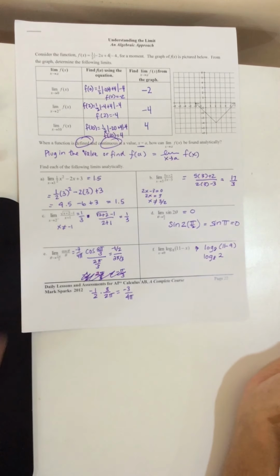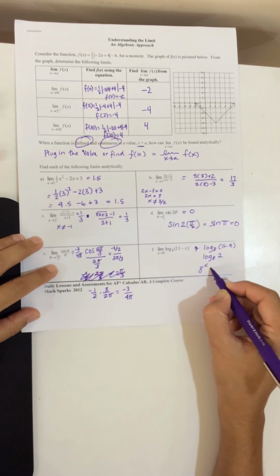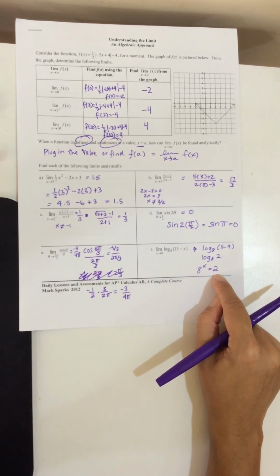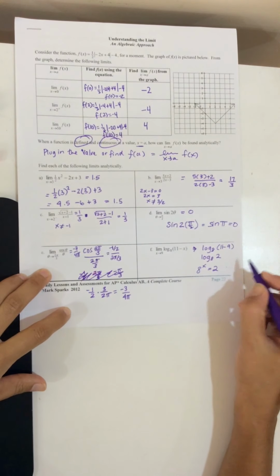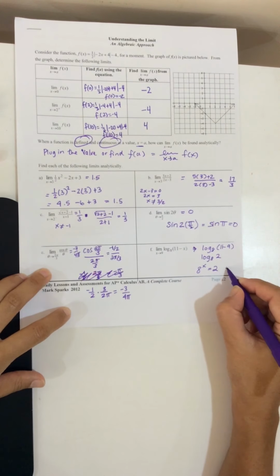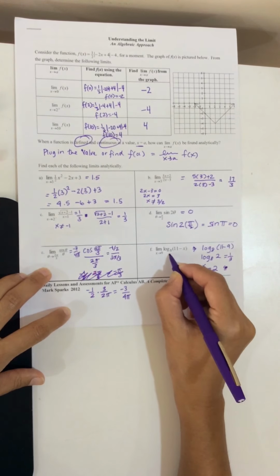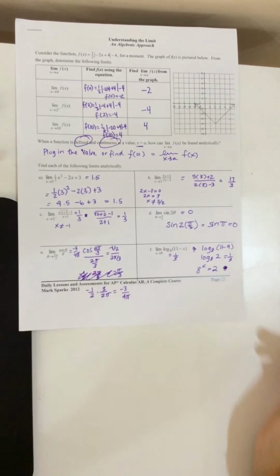And then how do we solve it from there? You guys remember those log rules? So this means 8 to some mystery number equals 2. And to go from 8 to some mystery number, we have to cube root it, which is the same as saying x is equal to 1/3. So this equals 1/3. I'm going to write this there. So the value of this limit is 1/3.